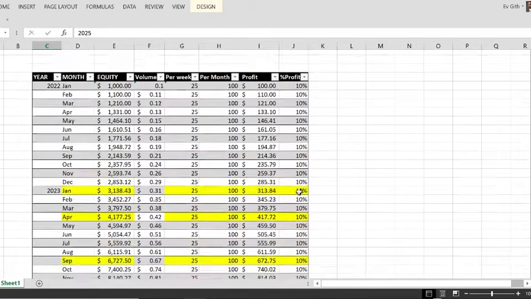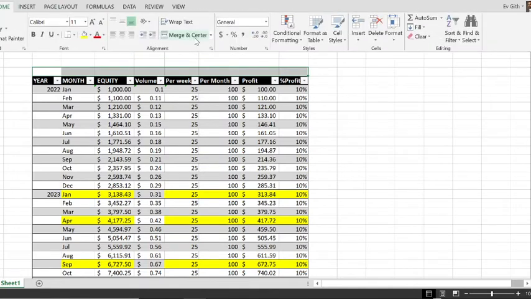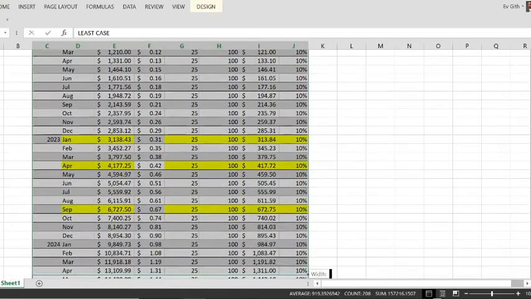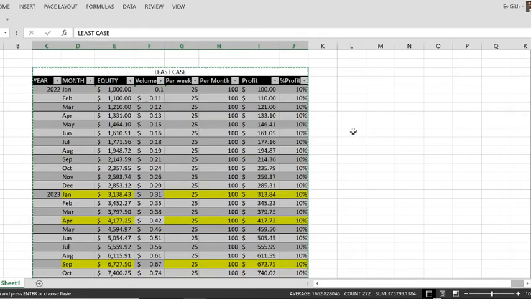So let me focus on making 25 pips per week, and if on the higher edge I'm able to make 30 pips, the better. But this is the least case. I can label this as the least case. I can copy this structure again and work out the best case scenario.